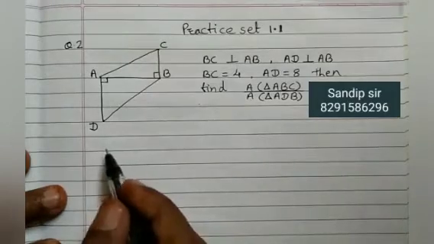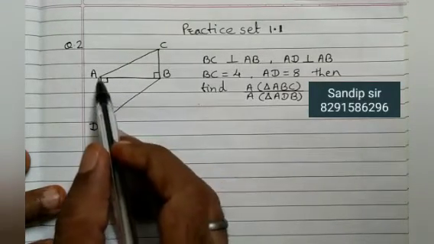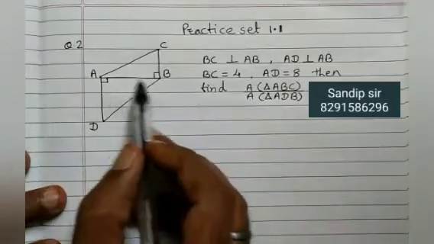Now first check where is the triangle ABC. Here is the triangle ABC.